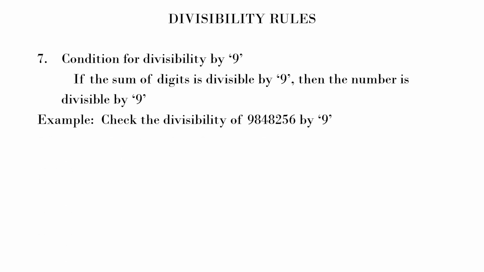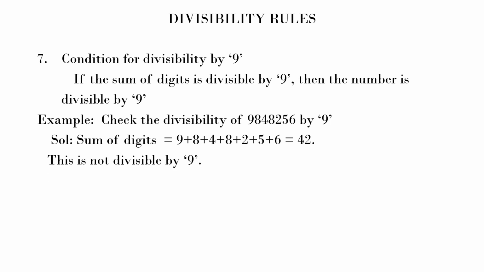Let us check with this example. Here we have 98,48,256. To know whether it is divisible by 9 or not, we have to take the sum of digits. So the sum of digits is 42. Since 42 is not divisible by 9, that number 98,48,256 is also not divisible by 9.